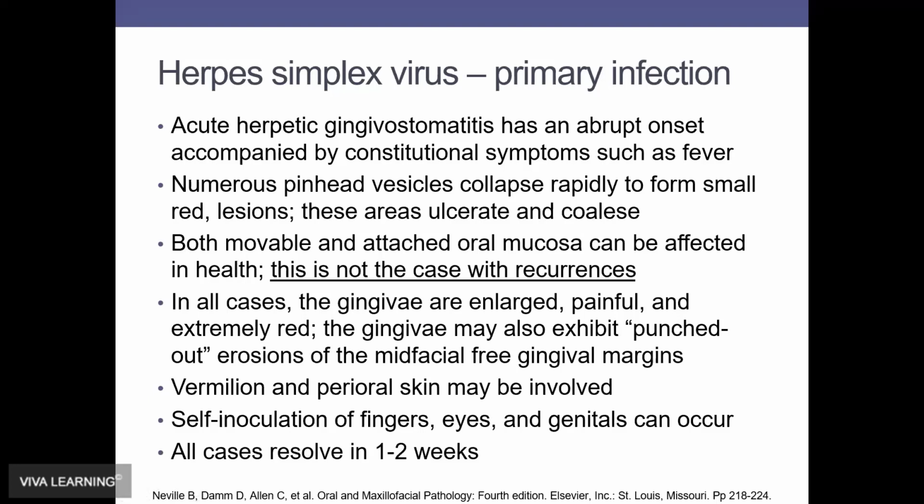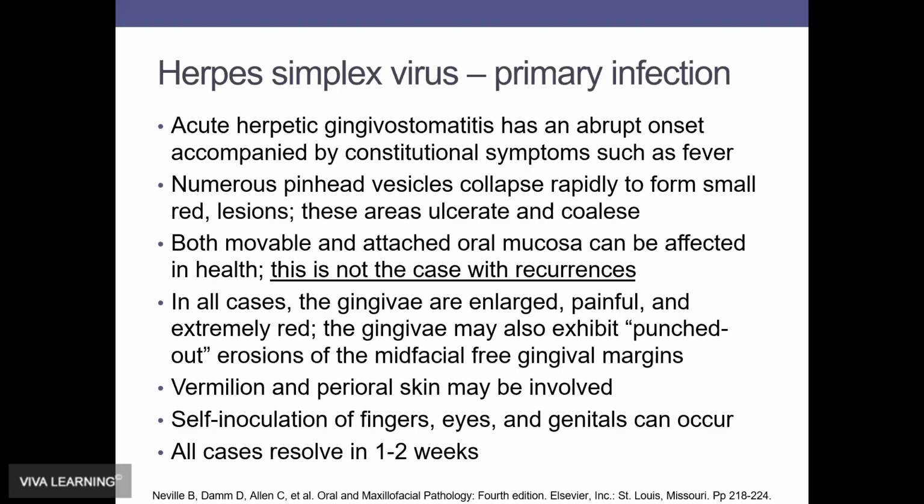Something that I like to look for in the gingiva are these punched out erosions of the mid-facial free gingival margins. For me, that's a very helpful clue. Like, okay, I think this is primary herpes. Let me find one of these punched out lesions. There it is. That definitely makes me feel 100% about my diagnosis.